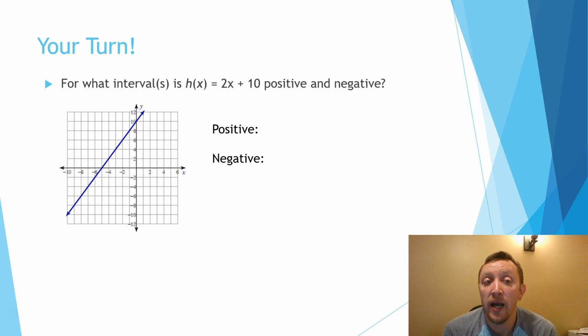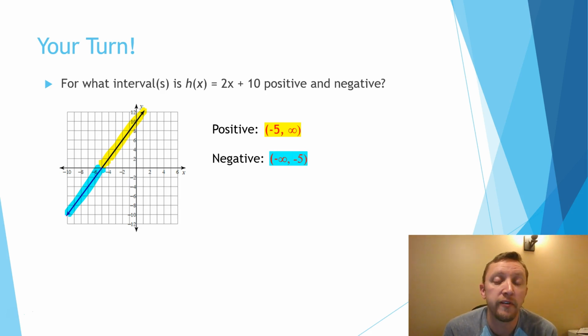So to figure out where it's positive, it's that section. So that would be from where x is negative 5 on to infinity. So from negative 5 to infinity, the graph is positive. It's negative below the line. So from negative infinity to negative 5, it's negative.